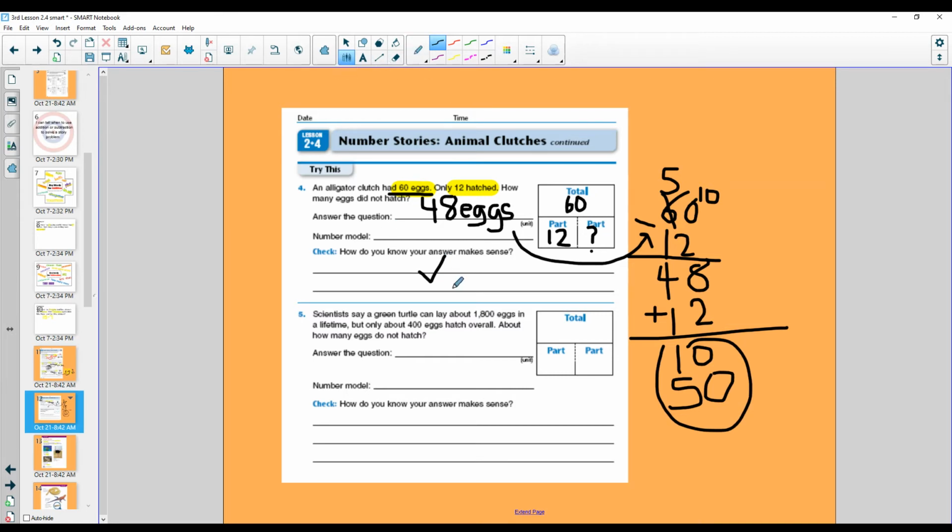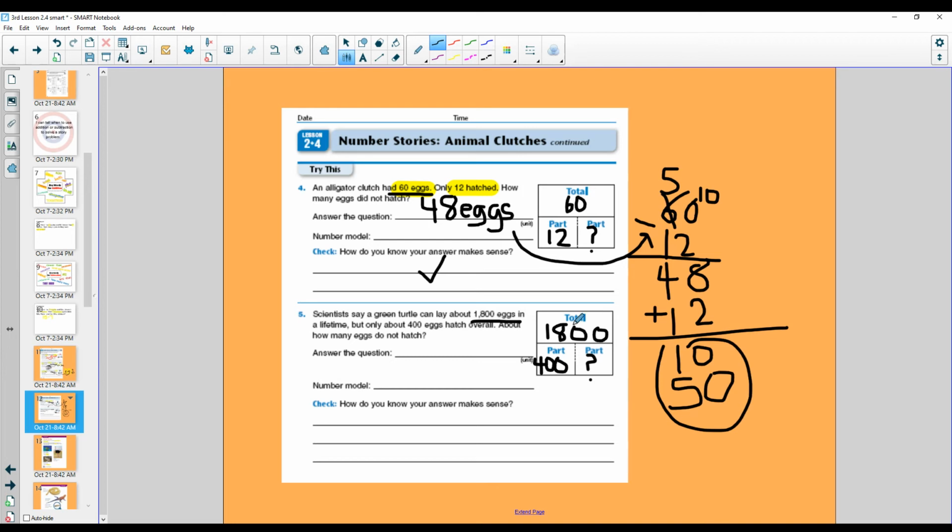All right, let's try the last one. Scientists say a green turtle can lay about 1,800 eggs in a lifetime, but only 400 eggs hatch overall. About how many eggs did not hatch? Again, third graders, we have the total. They have 1,800 eggs that they can lay in a lifetime, but only 400 hatch. We want to know how many eggs do not hatch.